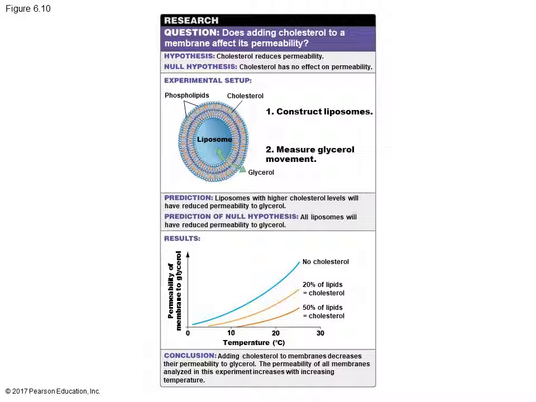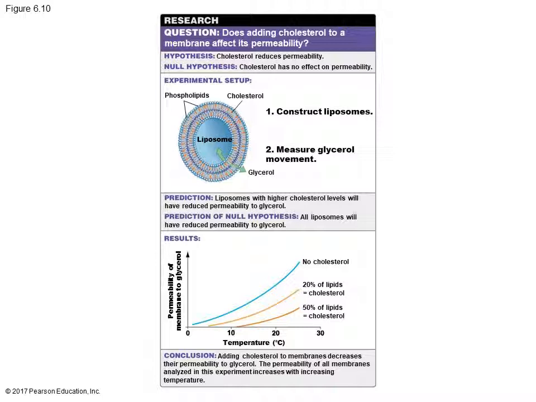So if you look at the very bottom, you're going to see a graph. The x-axis represents temperature and the y-axis is permeability. Then you see three lines, and they're actually like three curves. The highest curve is in blue, which indicates the permeability when there is no cholesterol in the plasma membrane. So when you have no cholesterol, it increases permeability.